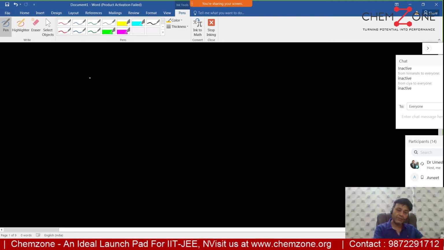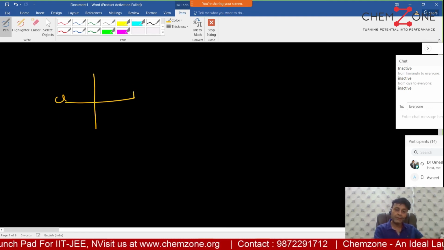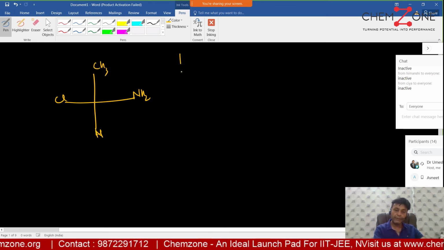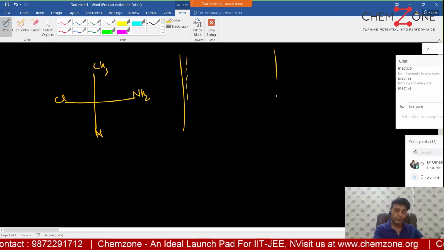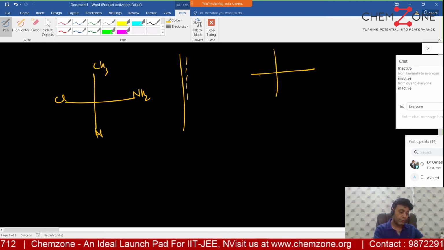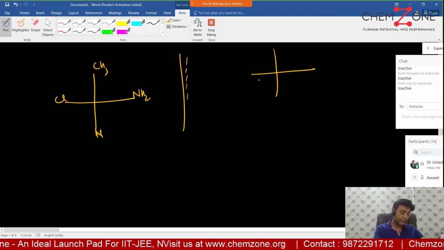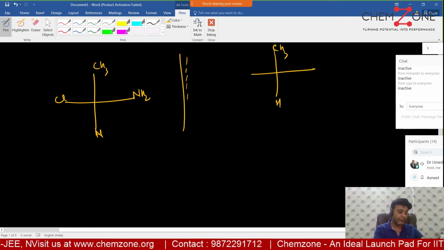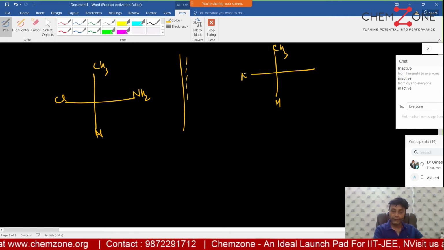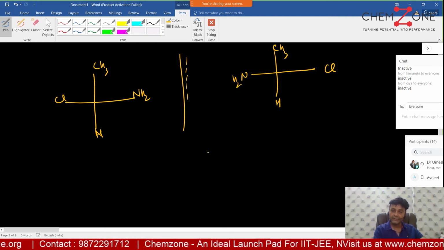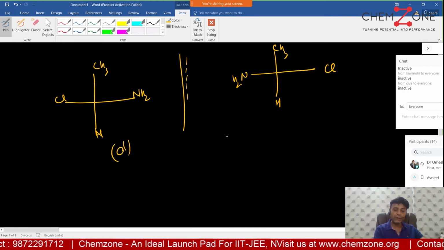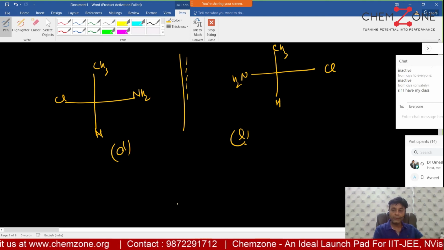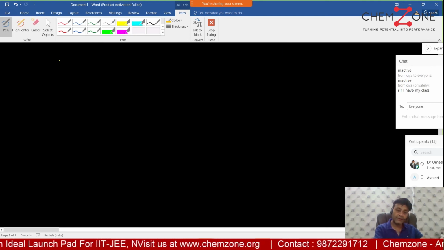Now, if you make the structure in 2D, chlorine and NH2, methyl and H, make the mirror image. Laterally inverted. Methyl and hydrogen remain same. Make it reverse now. It is the NH2 this side and chlorine this side. If this is dextrorotatory, this will be levorotatory. I hope it's very clear now. Any doubt till now? Now, next is the diastereomers.